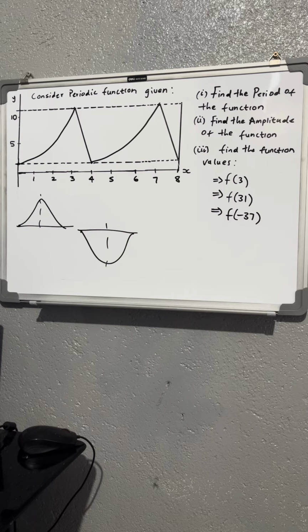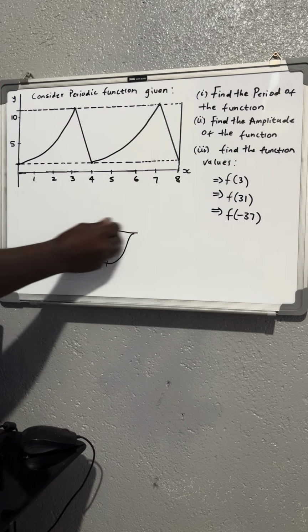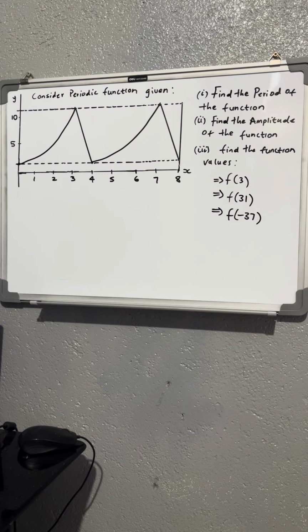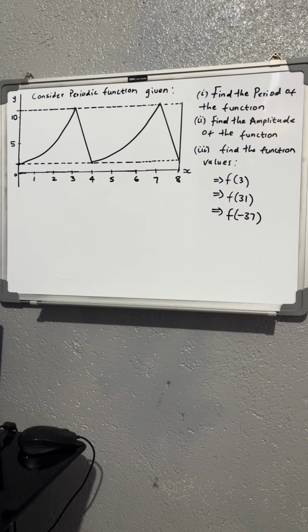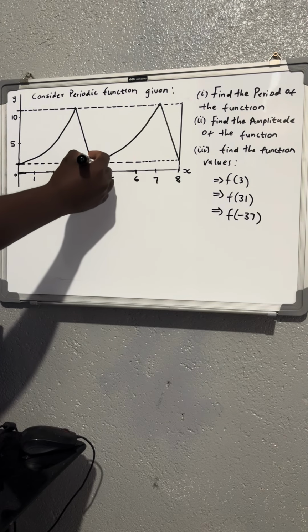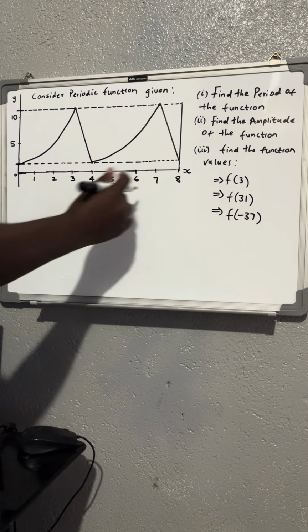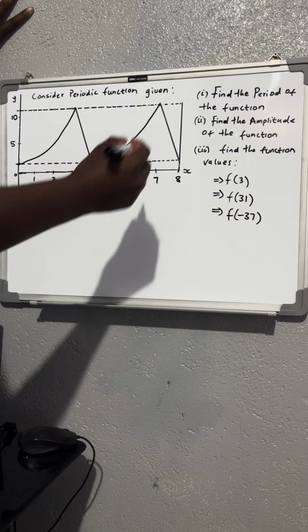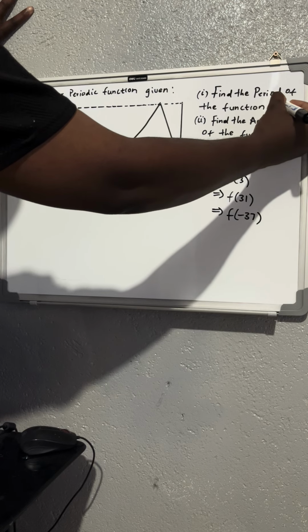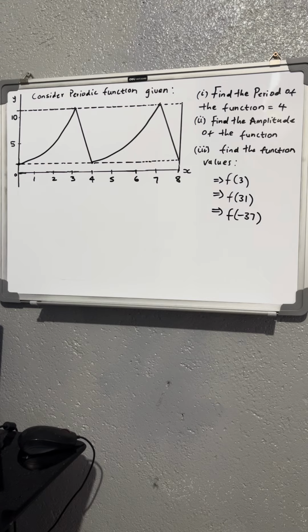So by now you can see the answer for the first one. That is definitely going to be 4, which is the time to complete one cycle. You can see that we're starting from, remember here we have our 0, the graph goes up, then comes down again on this side, then it repeats the same cycle again. So the period of the function for this one is 4.